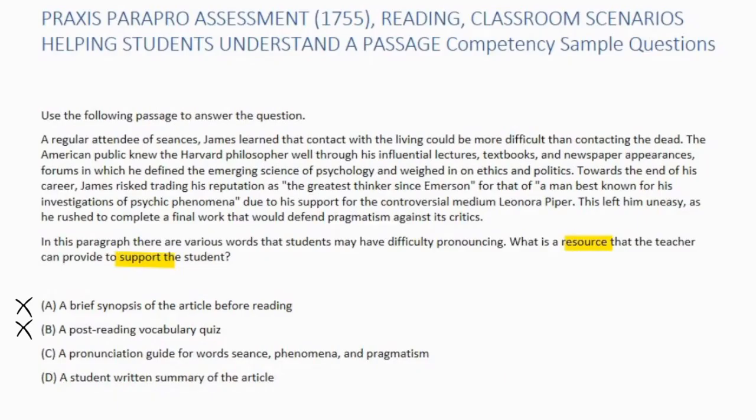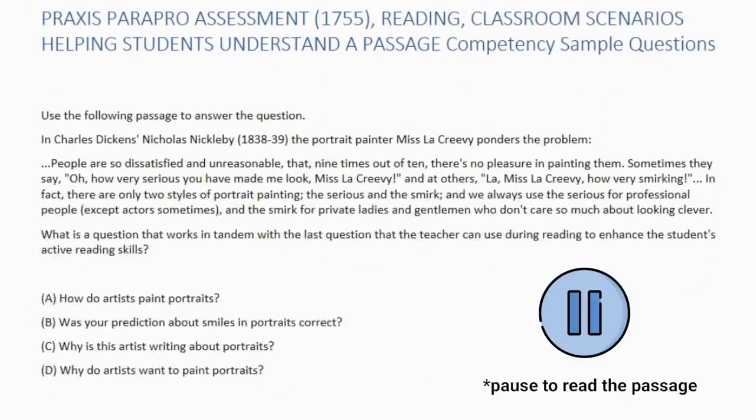D, a student-written summary of the article. Well, the student providing a written summary is not the teacher providing support. So this definitely isn't the correct answer. Therefore, the correct answer choice for this question is going to be C, a pronunciation guide for words seance, phenomena, and pragmatism. Once again, please pause, read the passage, and unpause to go over the question and answer choices.